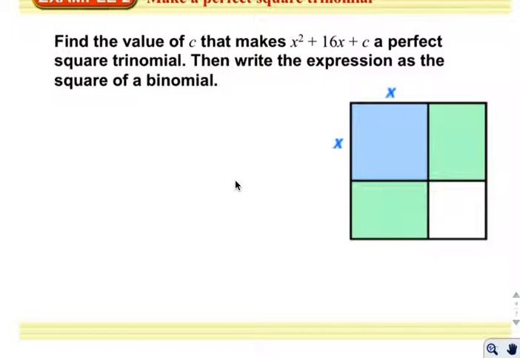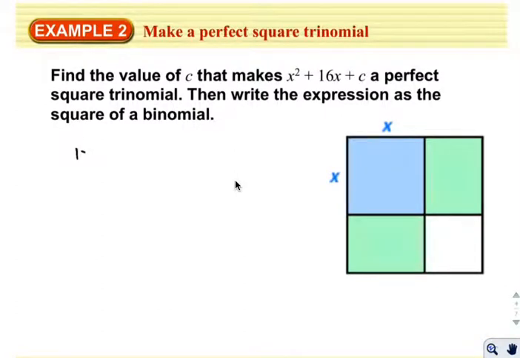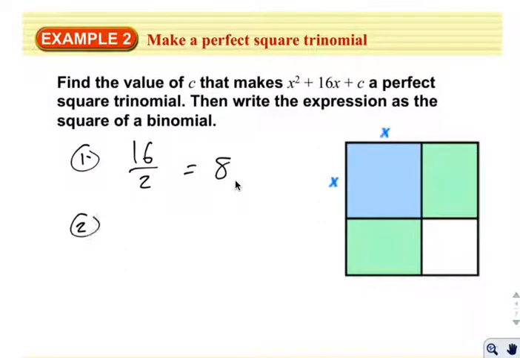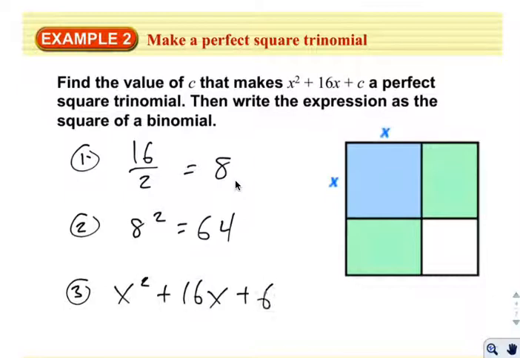So let's actually do this example. It says find the value of c that makes x squared plus 16x a perfect square trinomial. Well, my first step, again, is to take my b value, which is 16, and divide by 2. So I get 8. My second step is to square it. So 8 squared equals 64. And then my third step is to write it out as a new expression with the 64 replaced as my c value. So x squared plus 16x plus 64.